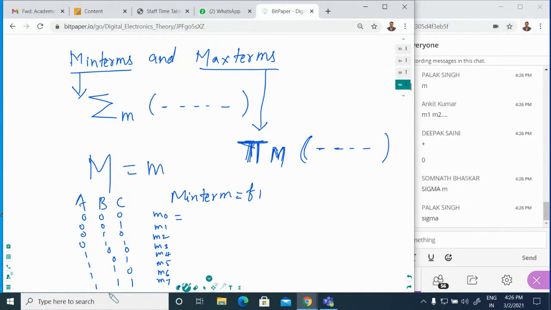So how can you represent it? The min term is a product and the max term is a summation. Quickly, how can you represent it? The first value is A, the second value is B, and the third value is C. So there is a product right here in the case of min terms, so A bar, B bar, C bar, this is the min term. And how can you represent the max term? The max term can be represented by capital M. So M0 is equal to, quickly give your response in chat.